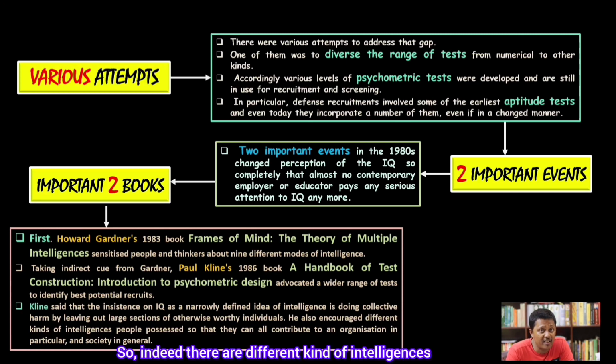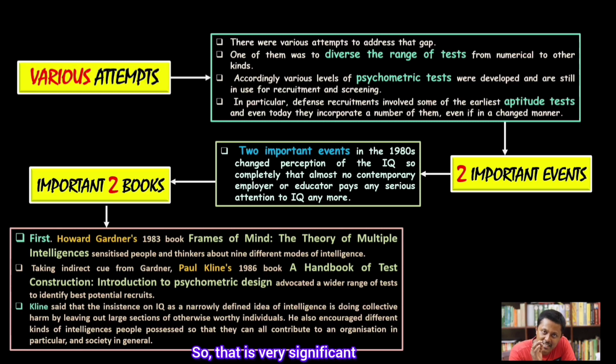So indeed, there are different kinds of intelligences that people possess, and Dr. Klein made this very clear: you have your intelligence level, and you have different kinds of intelligences that you can use in your work in various ways. So that is very significant. So these two important books were notable in order to understand those various attempts and later developments in IQ.